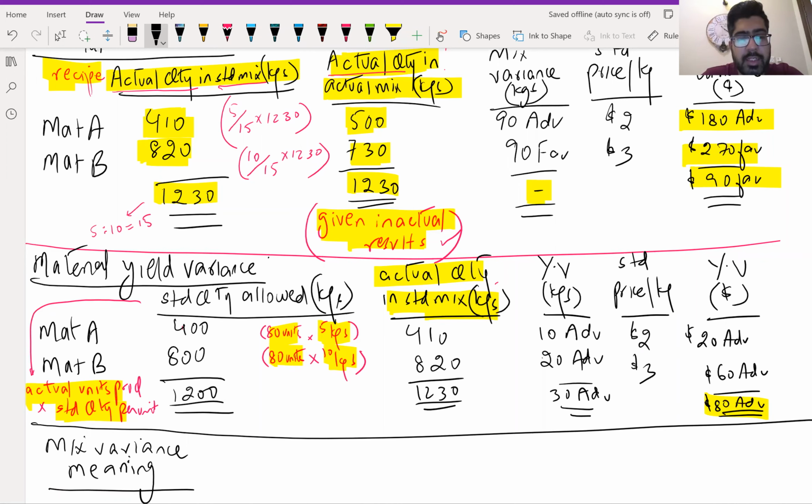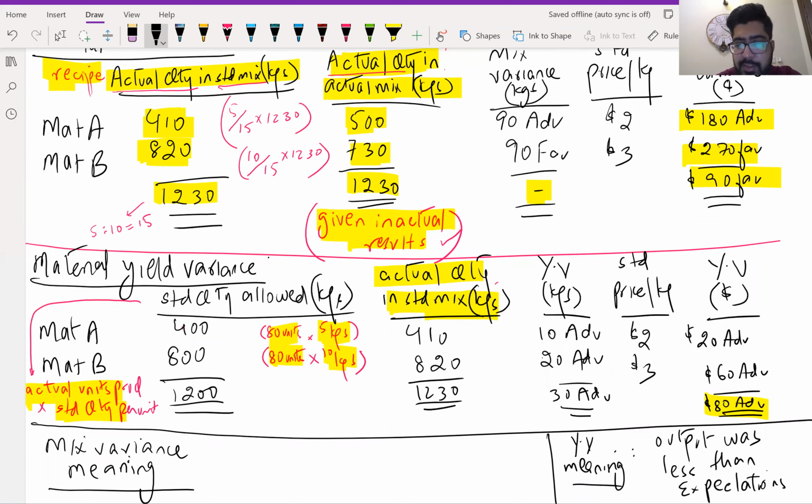So you might be wondering what these variances mean. You know that we will be asked to do commentary as well. Therefore, we must know the meaning of these, so in every question, I will tell you the meaning as well. Now, yield variance is 80 adverse. Adverse is a bad sign, right? So yield variance 80 adverse means output was less than expectations. Had it been 80 favorable, you would have said that output was better than expectations. But since yield variance or output variance is adverse, the output was less than expectations.